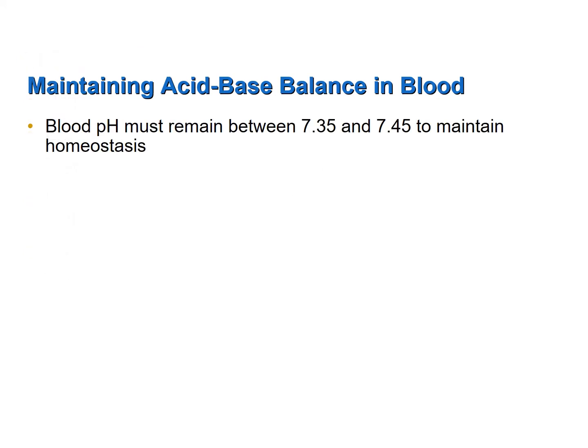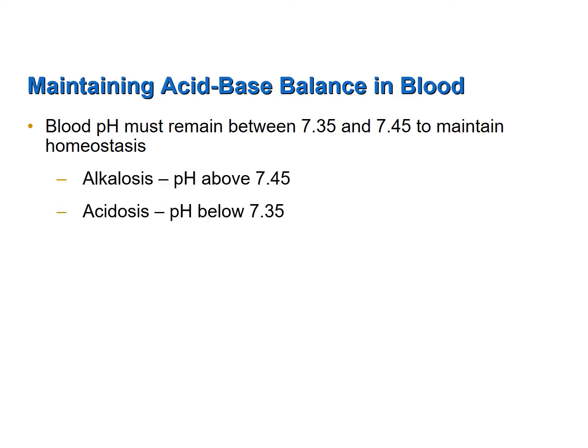The normal range of blood pH is from 7.35 to 7.45. Blood is considered to be in homeostasis with respect to pH when it is in that range. If blood pH goes above 7.45, one is said to have alkalosis, where the pH is above, or more alkaline than, the normal range. And if it falls below 7.35, the body is in a condition of acidosis, where it is below, or more acidic than, what's considered the normal range.